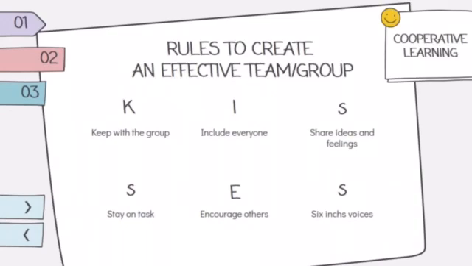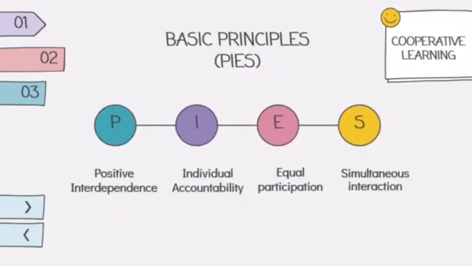And lastly, S stands for six inch voice. It means group discussion of 2 or 4 over a distance of approximately 6 inches. So, there are 6 rules to ensure the group is effective. Did you know that cooperative learning differs from group work? This is because it has some basic principles.